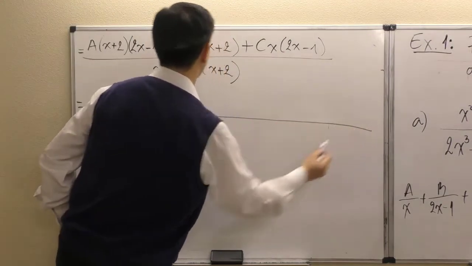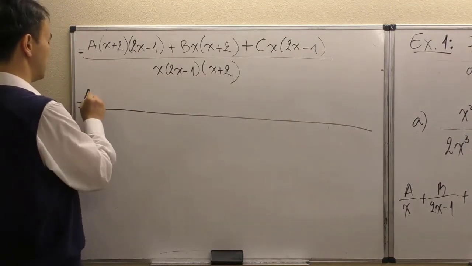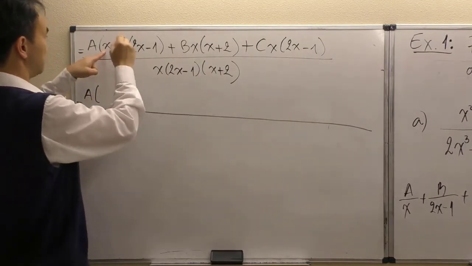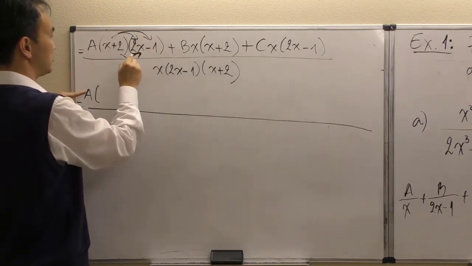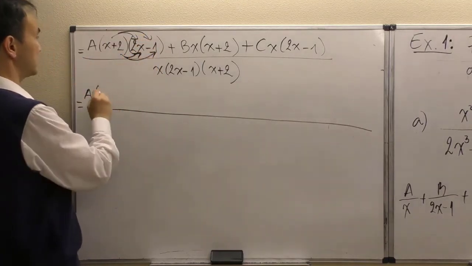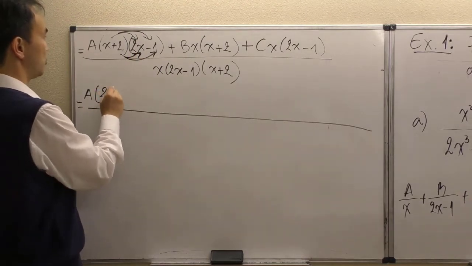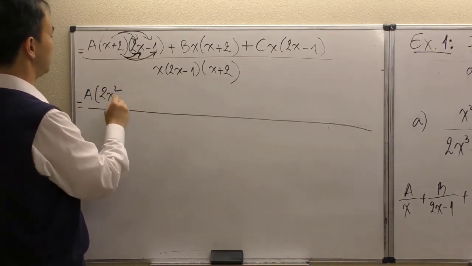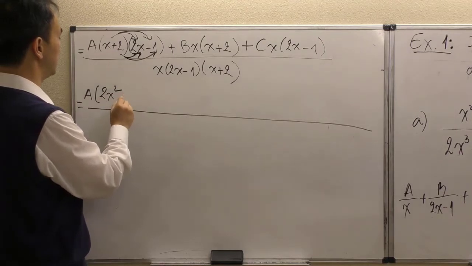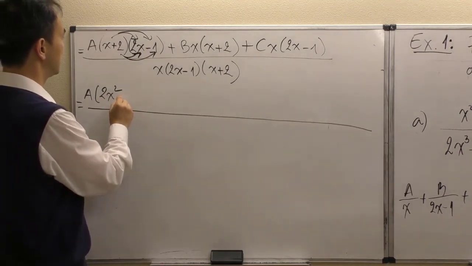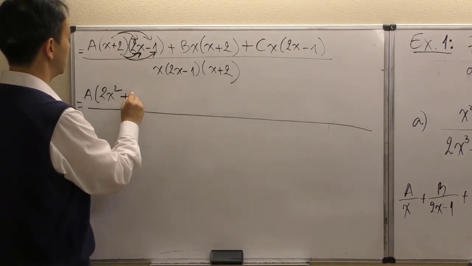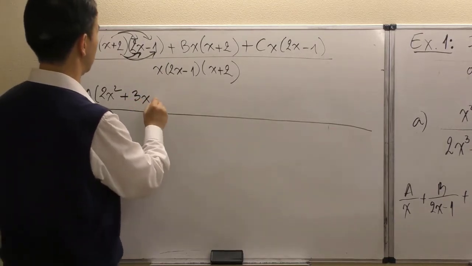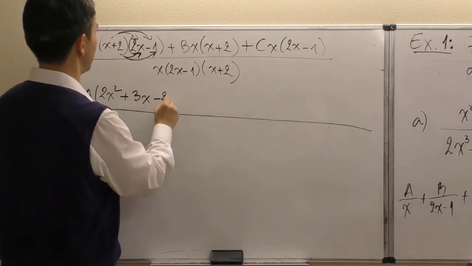Okay, so multiplying it out, I'm looking at a, and to multiply, just FOIL. Take your time to FOIL. So this is going to be a times 2x squared, plus 3x, and minus 2.